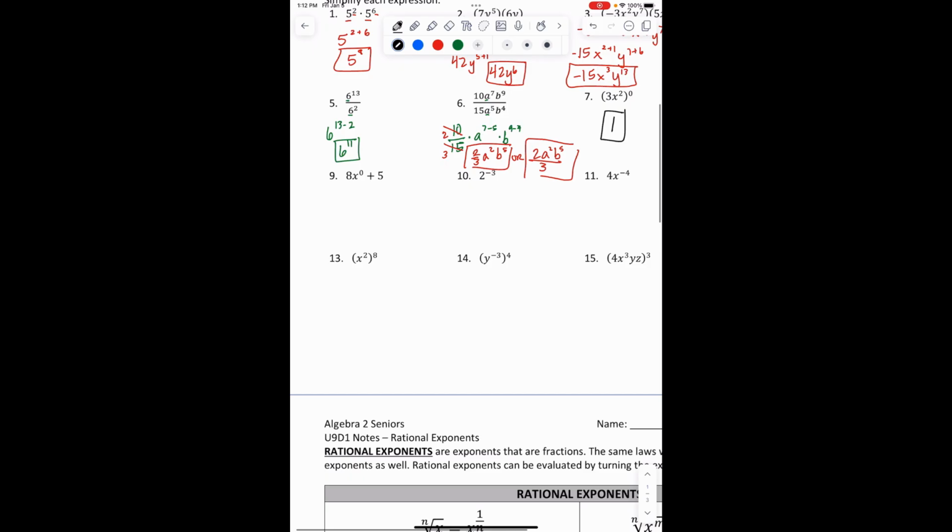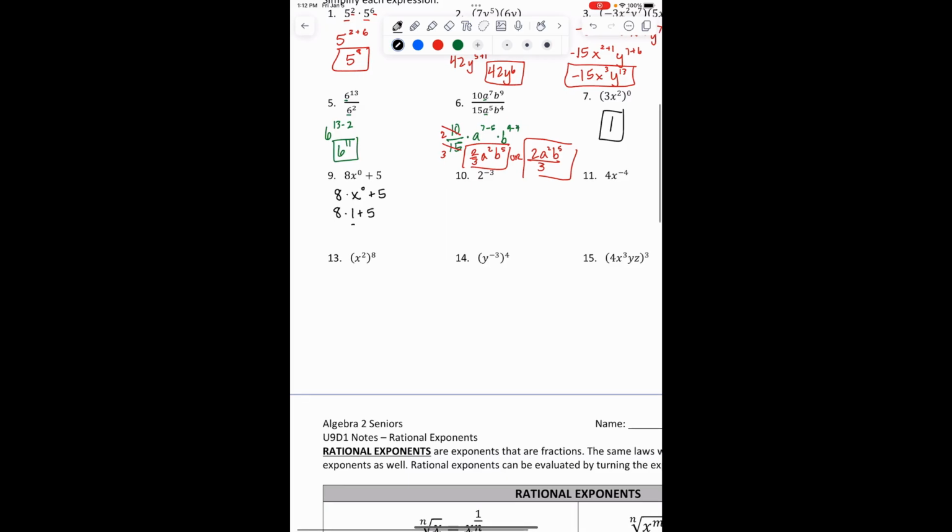Now, when we get into number 9, 8x to the 0 plus 5. So in this case, the only thing being raised to the 0 power is the x. So x to the 0 is 1. So 8 times 1 is 8 plus 5 is 13. So you got to be careful about what's actually being raised to the 0 power, all right?